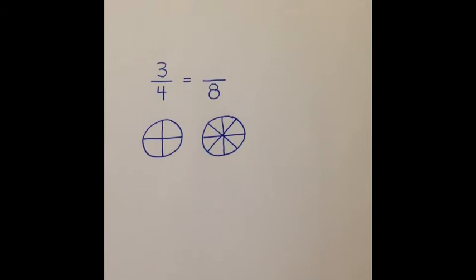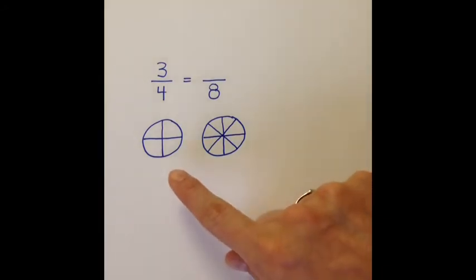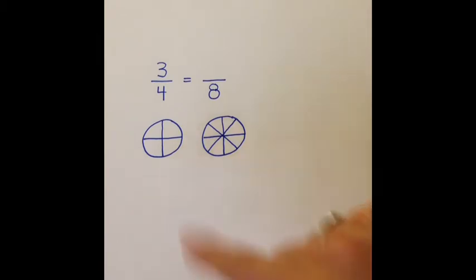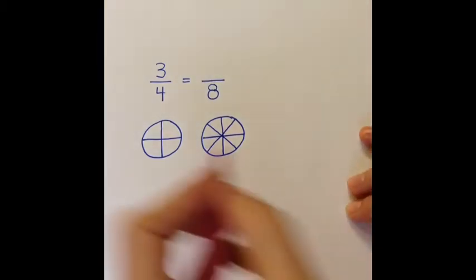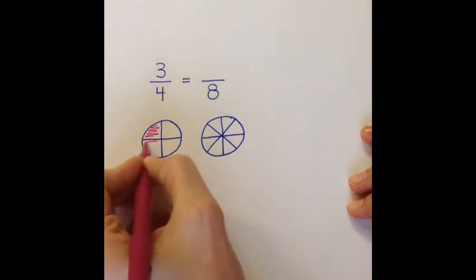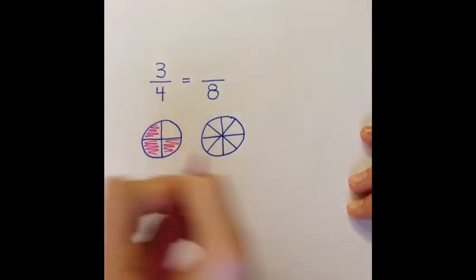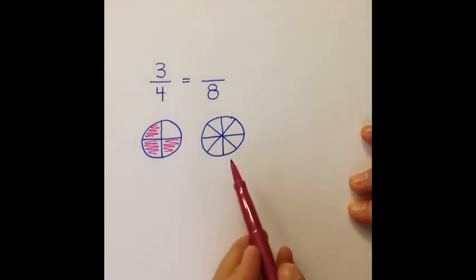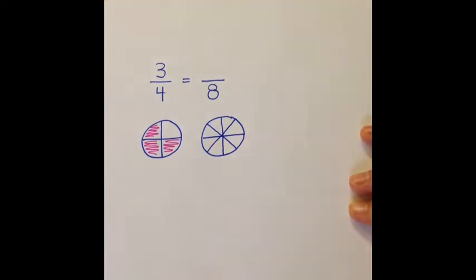Now we're going to look at another way to make equivalent fractions. So imagine in this example, we had a pie and we ate 3 out of those 4 pieces of pie. We have another pie that's the same size, but it's cut up into 8 pieces. So I want to figure out how many pieces I would eat if I ate the same amount of pie as from the first pie.